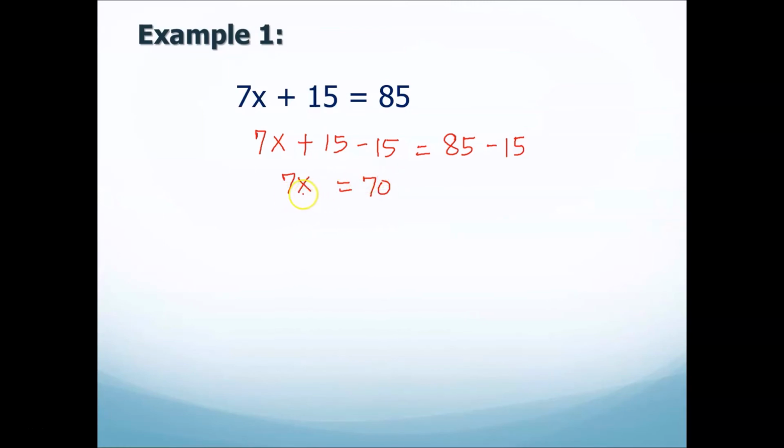Next, we have an operation here, multiplication. So to undo multiplication, we have to divide both sides by 7 and 7. So finally, 7 divided by 7 is 1. So x equals 70 divided by 7, which is 10.